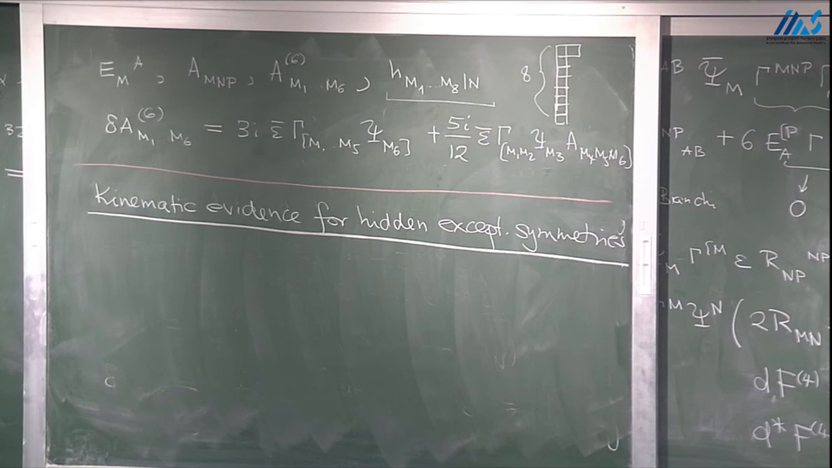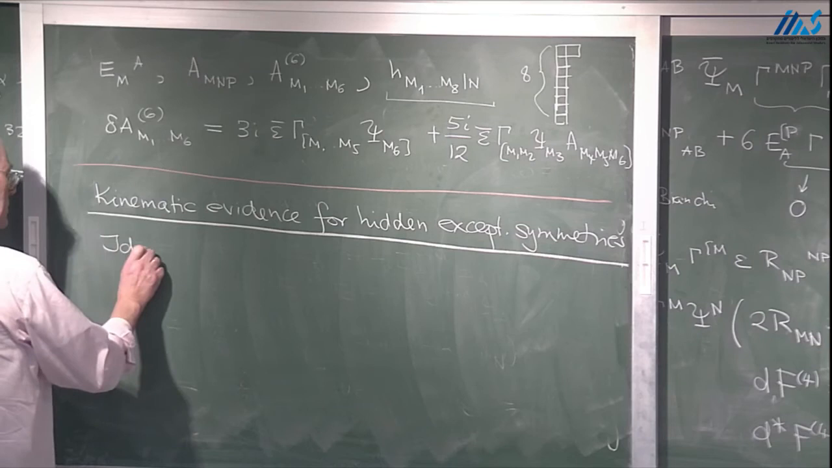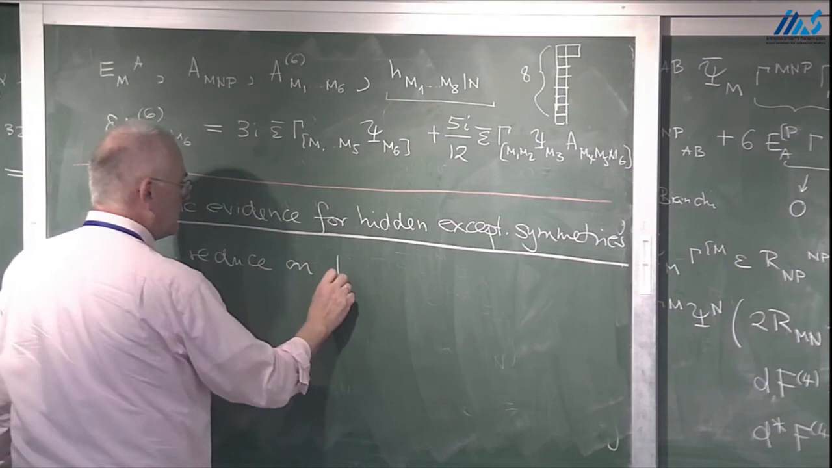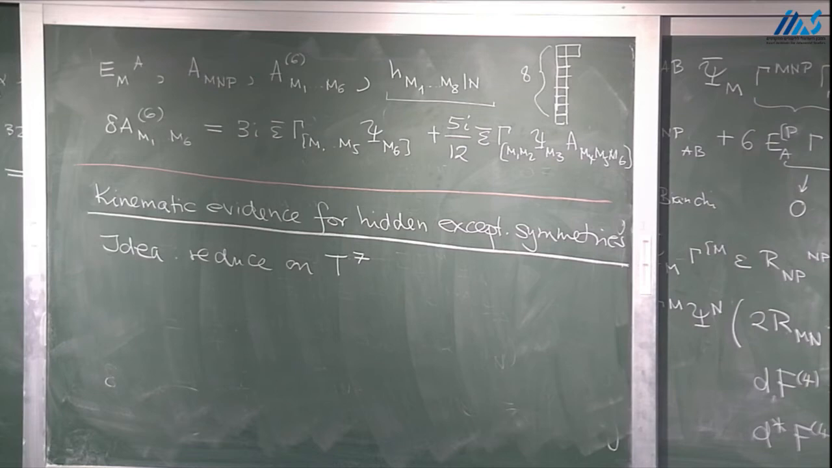So the idea was to reduce on T7, which simply means you split the coordinates into 4 plus 7, and you drop the dependence on the 7 internal coordinates.